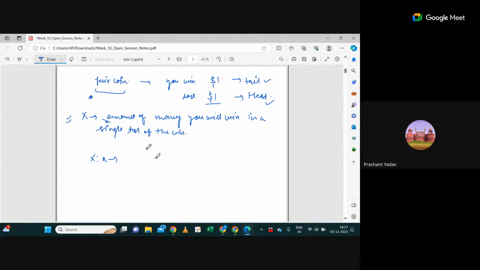One coin only, and you have to decide for a single toss. So what are the possible values your X will take? Head and tail? No, that is not a value. That is the random outcome. The values are 0 and 1.